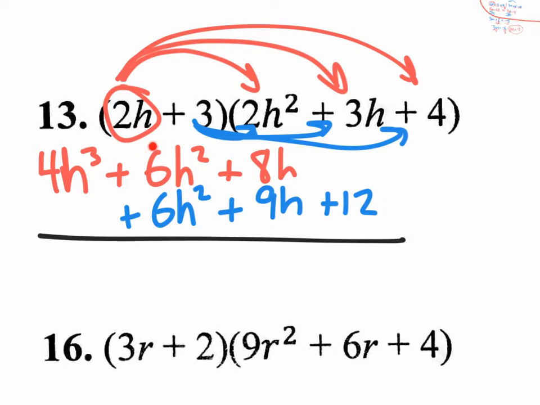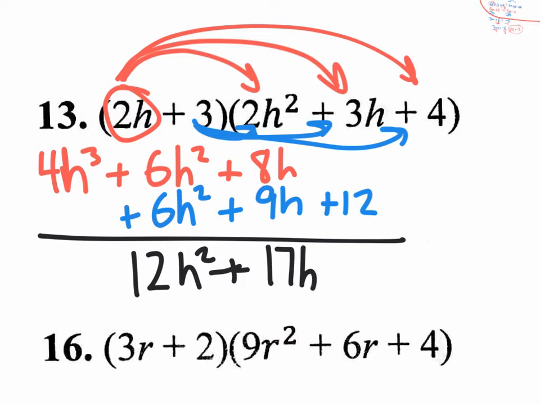So right here, 6h squared plus 6h squared, that's a total of 12 of those h squares. Now, you do not add exponents. The only times exponents change is when you're multiplying. The next terms are going to be what? 17h, and the last term? Plus 12. There you go.